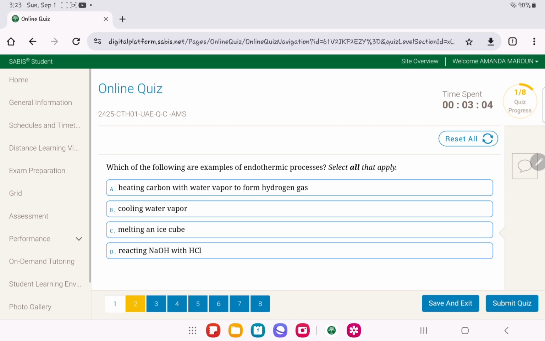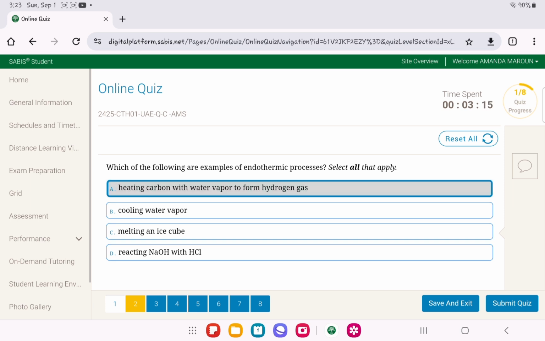Question number 2. Which of the following are examples of endothermic processes? Endothermic processes are the ones that take in heat. So if you're heating something, then of course it's going to take in heat. That's why heating carbon with water vapor to form hydrogen gas is endothermic. Cooling water vapor, you're making it from a gas to a liquid. So then you are reducing the speed of the molecules, so you're reducing the heat. So it is not an endothermic process.